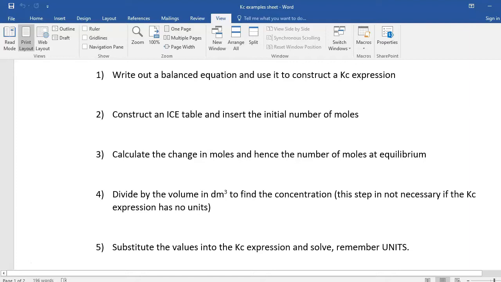And we're going to practice that on page 16 of your notes. We then need to divide by the volume in decimeters cubed to find the concentration, because remember, Kc is defined in terms of concentration. Now that step is not strictly necessary if the Kc expression has no units, because if the Kc expression has no units, the volumes will cancel. The last step, we're going to substitute our values into our Kc expression and solve it. Remember units. You will always get a separate mark for working out the units.